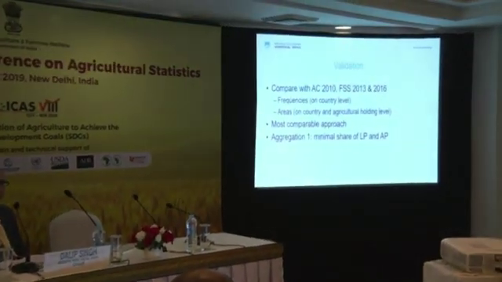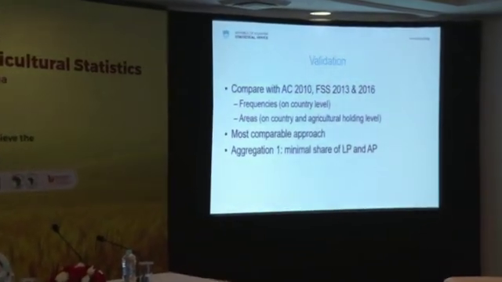So at the end, we chose aggregation one, that was by the indicators that we developed based on frequencies and areas. And aggregation one indicates that at least the minimal share of the land parcel and the agricultural plot should be owned in order for it to be counted as owned.